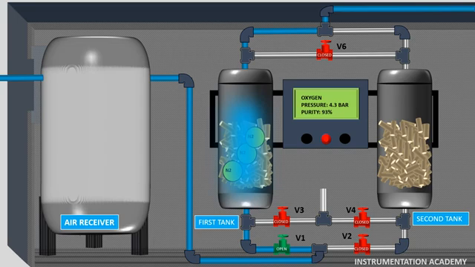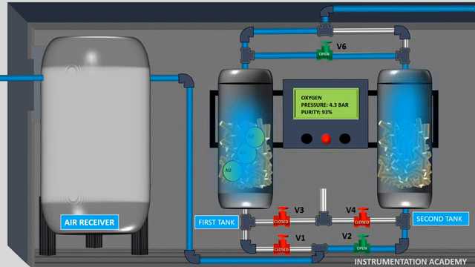So the inlet compressed air is diverted to the second adsorption tank through valve V2. At the same time, valve V1 gets closed. The inlet compressed air will take so much time to pressurize the second tank. To avoid this time delay, the pressure equalization valve, that is valve V6, is opened so that the pressure in the first tank and the second tank equalizes. Now the second tank reaches the operating pressure and starts producing oxygen.